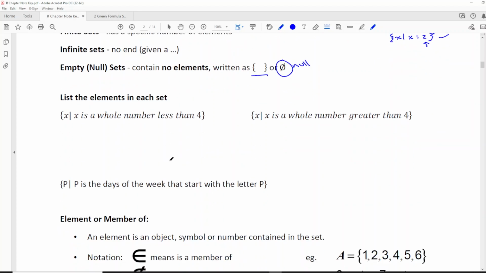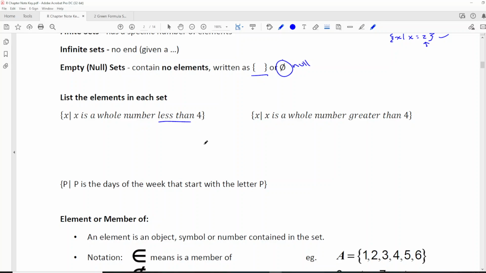So here are some examples of questions you could be asked. The first one is, list the elements in each set. It's the set of x such that x is a whole number less than 4. Now again, cart before the horse.